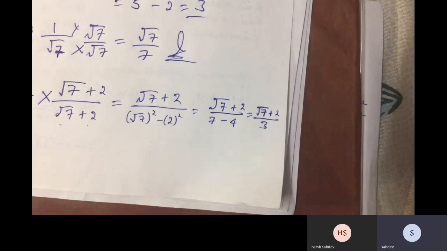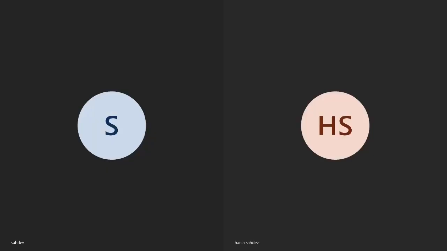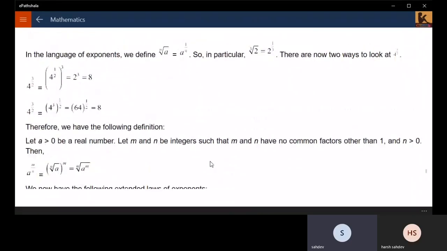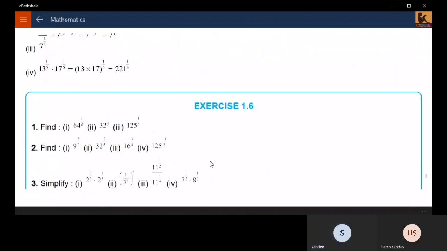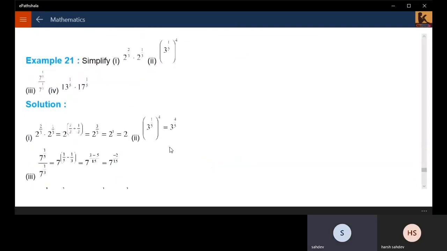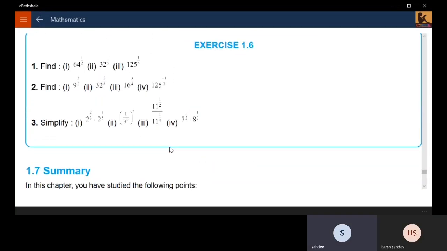Now going back to the same thing, back to your book, we have laws of exponents and real numbers. This we have studied. We'll come directly to the questions. You will be able to do all these types of questions. I'll give some questions also. Let's see the first question first.